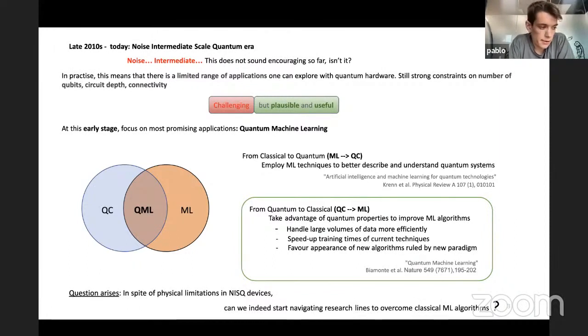And here, as I was anticipating before, one question arises. In spite of the physical limitations of NISQ devices, can we indeed start navigating, looking into research lines to overcome classical machine learning algorithms by means of using quantum computers?